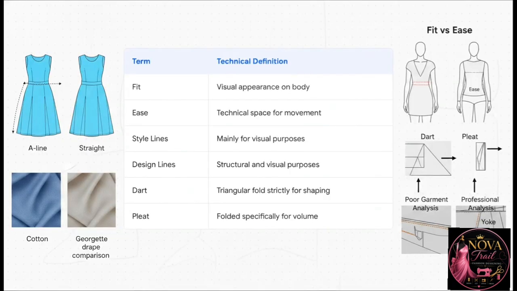The module concludes with a skill check to reinforce those critical definitions we've been talking about. It hammers home again that fit is visual, while ease is technical space. It clearly distinguishes style lines, which are mostly just visual, from design lines, which actually serve structural construction purposes. And it strictly separates a dart used for body shaping from a pleat folded for volume.